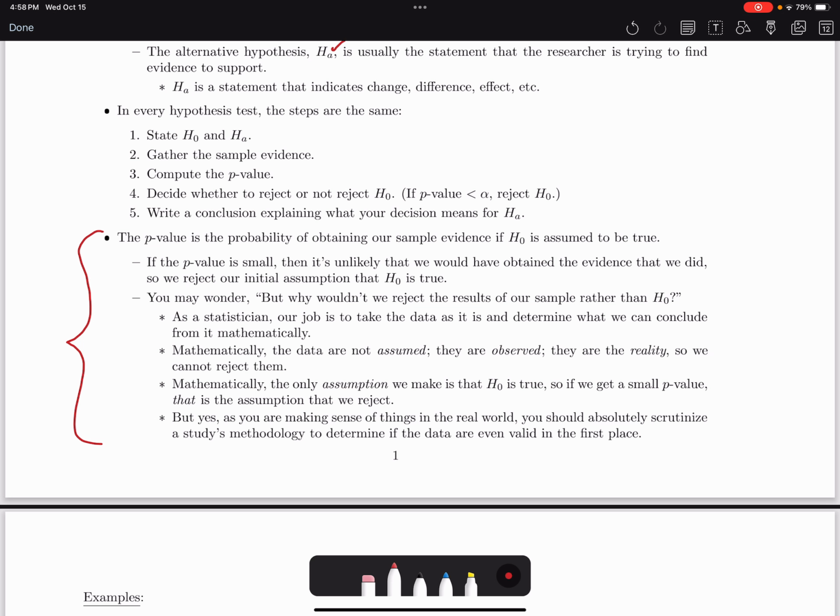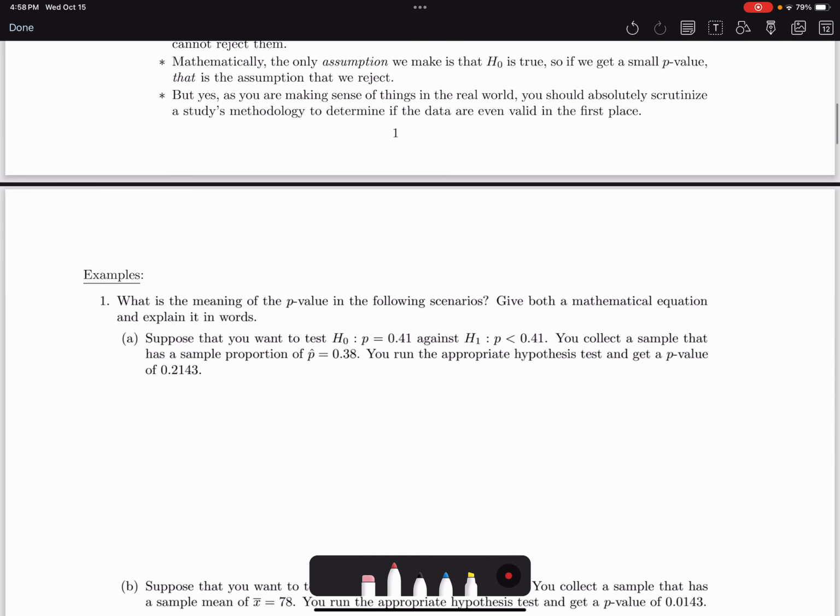Like maybe there was something wrong with our sampling technique, for example. That could be the case, and it's good to scrutinize things like that. However, from a mathematical point of view, when we're computing the p-value, the only assumption we make is that the null hypothesis is true. And so mathematically speaking, if we're getting a small p-value, then that indicates we should reject our assumption. We should reject the null hypothesis, okay?